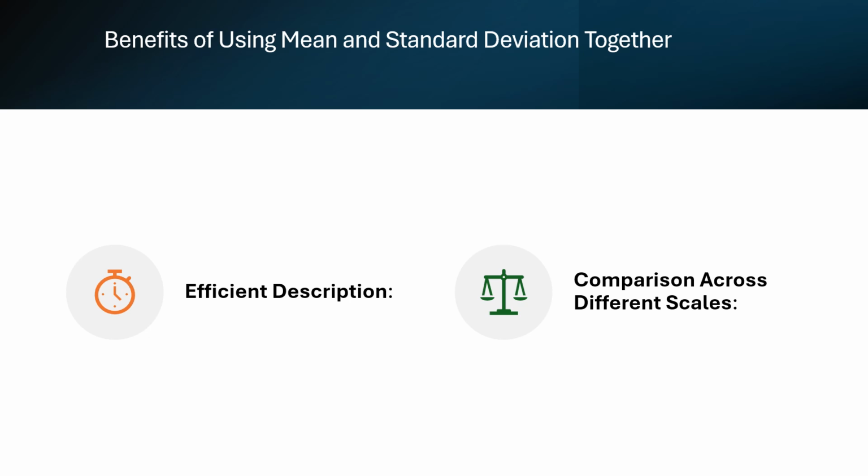You can have a comparison across different scales. So standard deviation acts like a ruler for the distribution, allowing you to compare different sets of data even if they're on different scales. For example, if you're comparing recovery times for knee injuries and shoulder injuries, the standard deviation helps you understand which injury type has a more consistent recovery time.